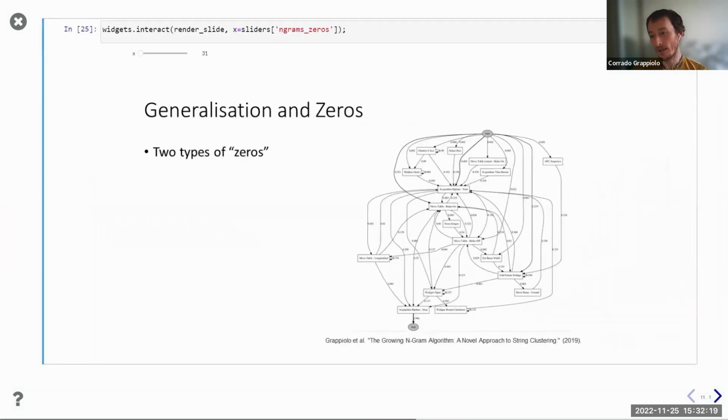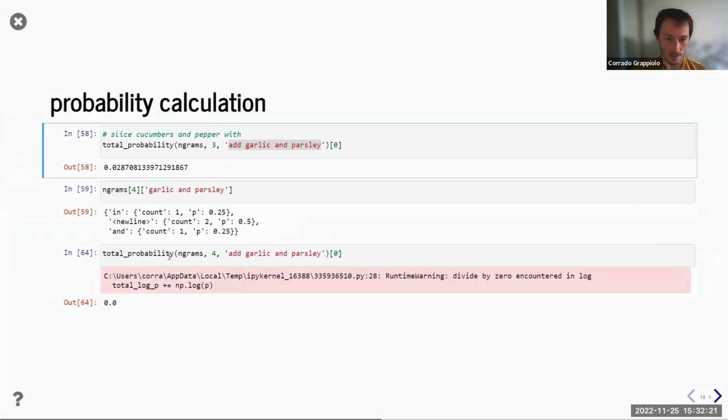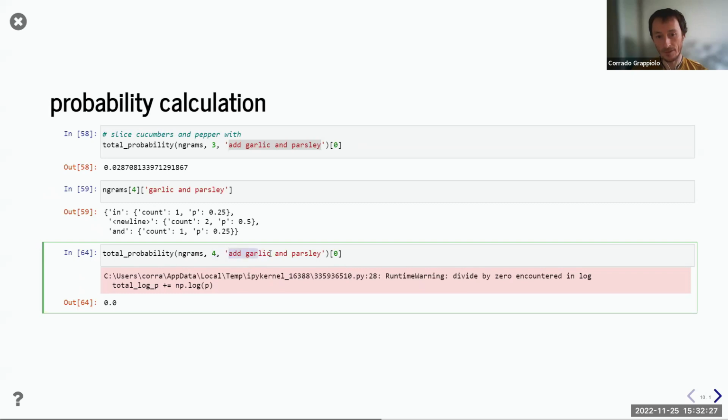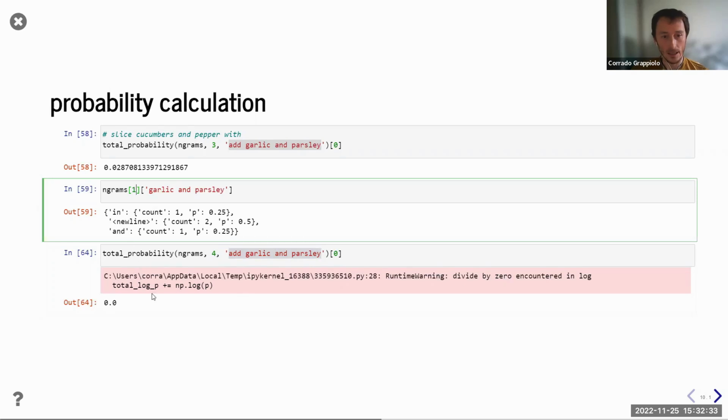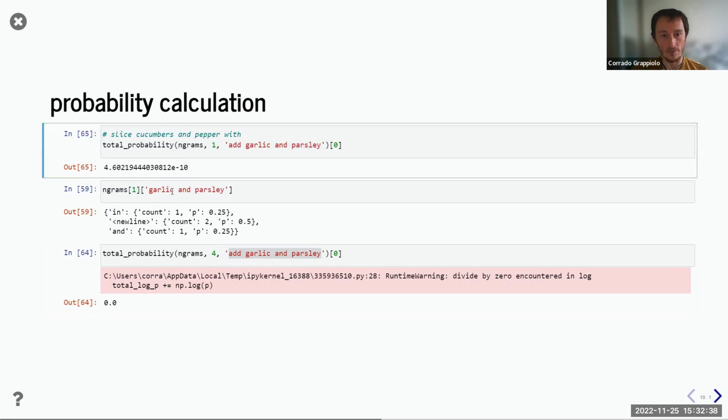Let me first go back. We see that the total probability based on 4-grams of this sequence, "add garlic and parsley", is 0. But if we go and look at the unigram probability of this sequence, we don't get 0. We get a very low value, but it's not 0. This means that all these words are in the vocabulary.